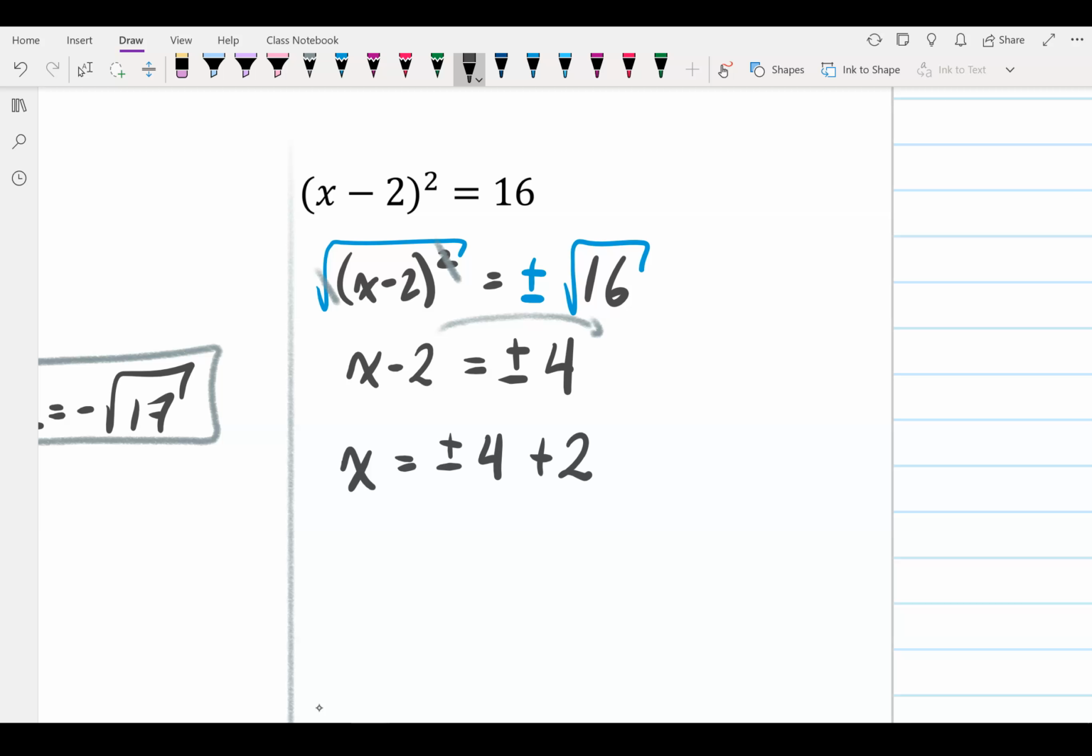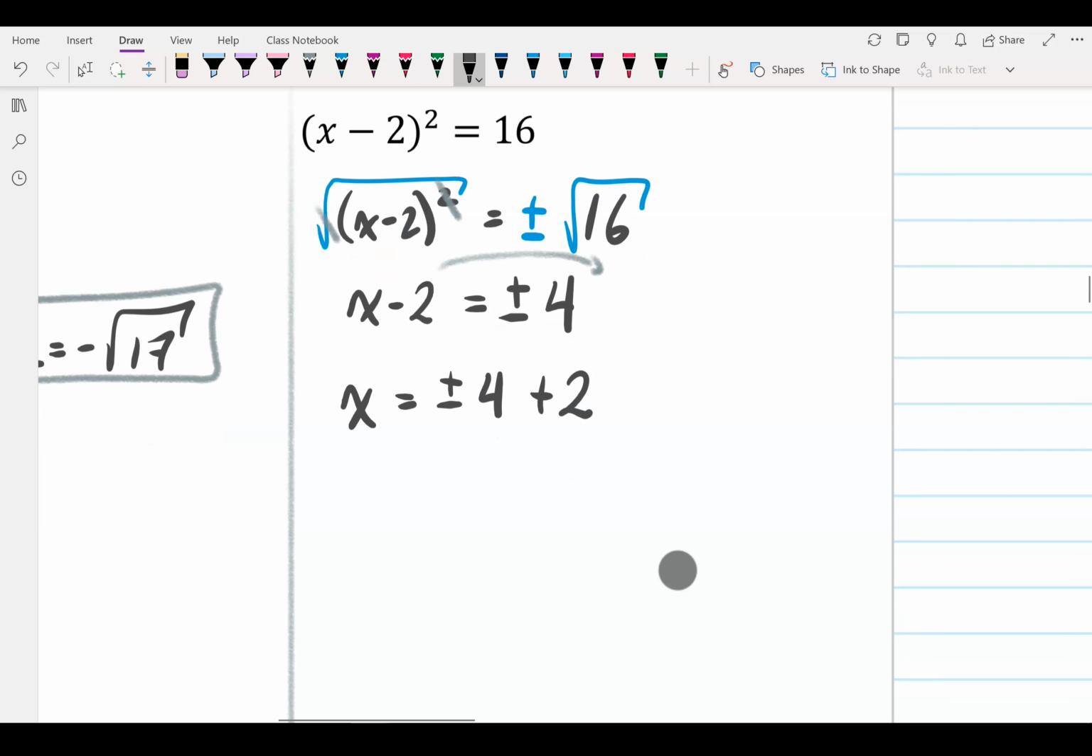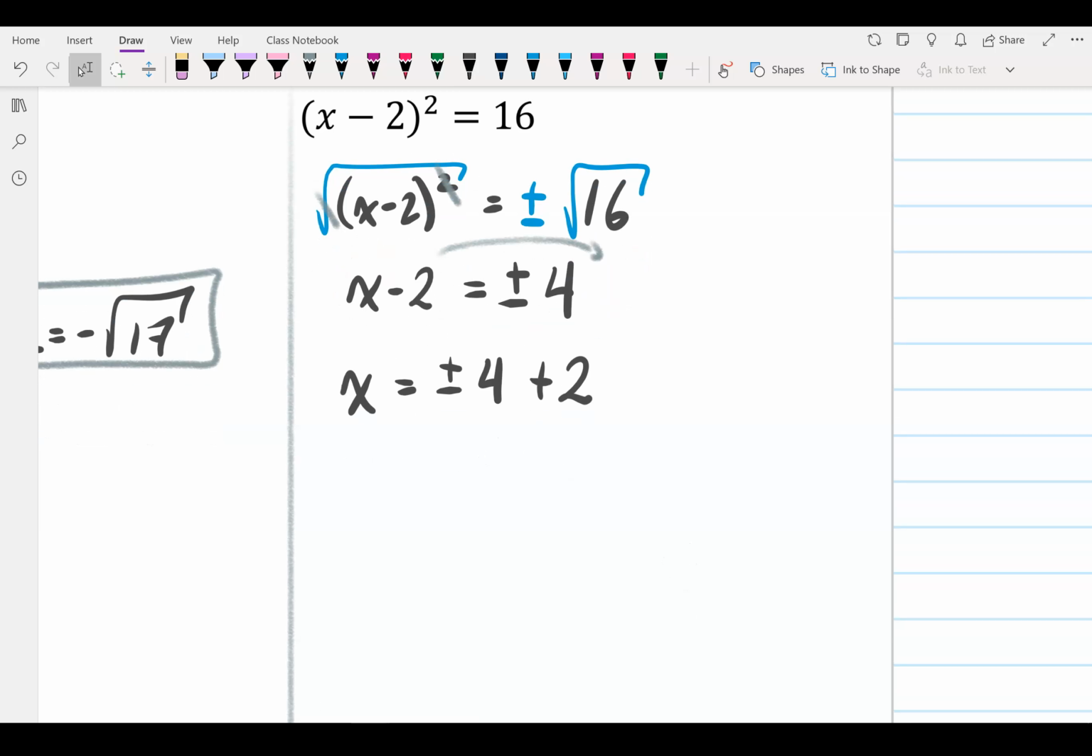And now we have a bit of a situation. If you've never dealt with this before, you might be a little bit confused as to what to do. But never fear. Once you get to a point where you don't know what else to do, or you don't know how much further to take it with that plus and minus, take it in two cases. All right? You're going to say, well, what if it was plus 4? And you're going to say, what if it was negative 4? So let's do the plus case first. We have positive 4 plus 2. What's 4 plus 2?